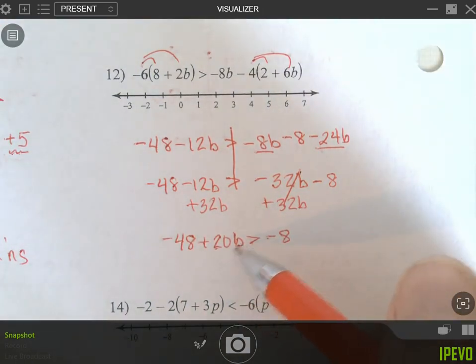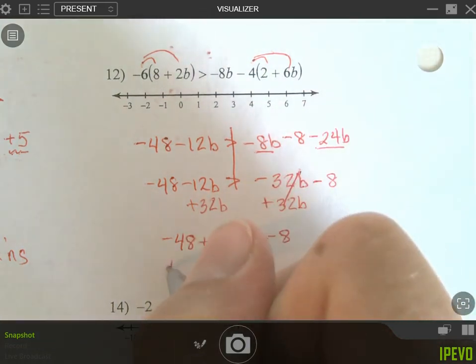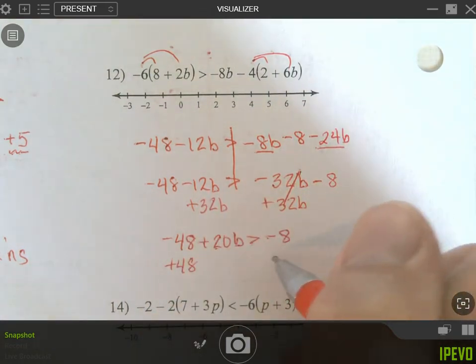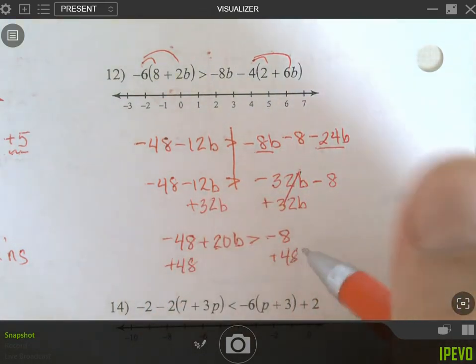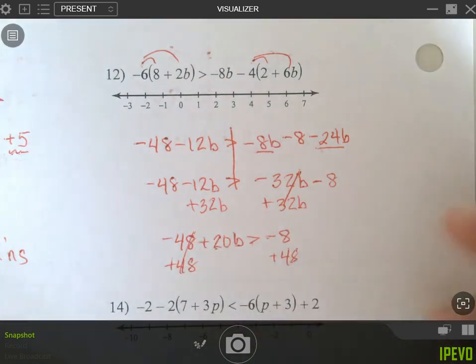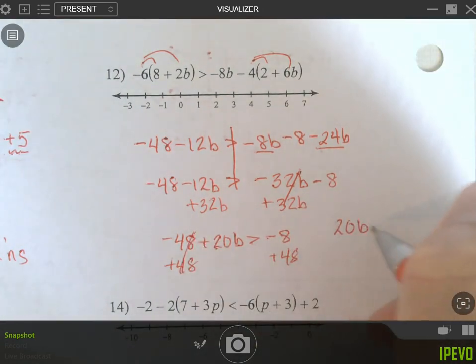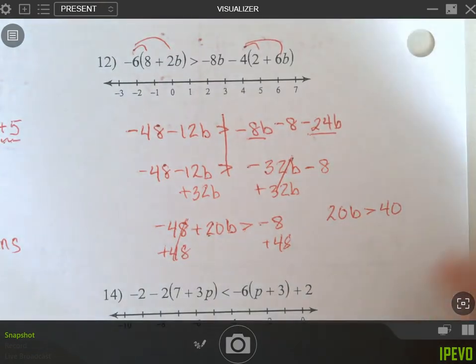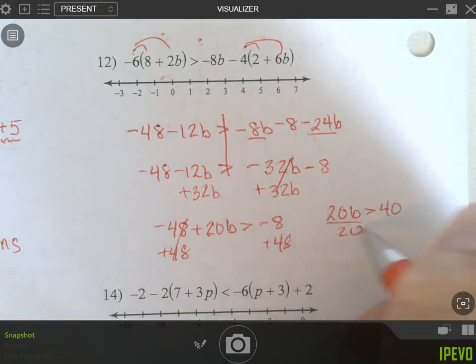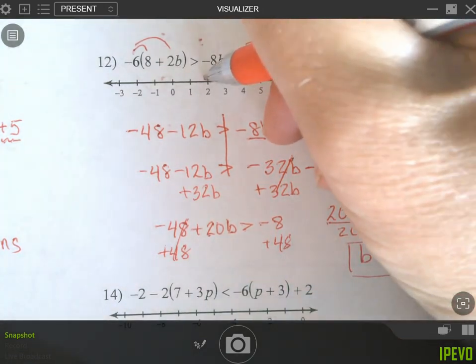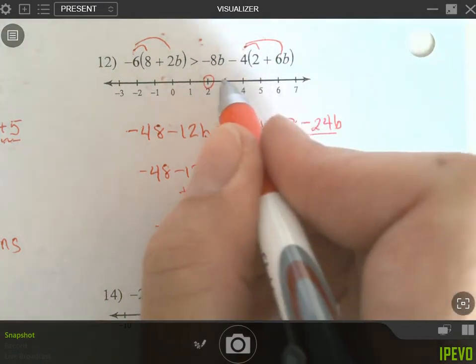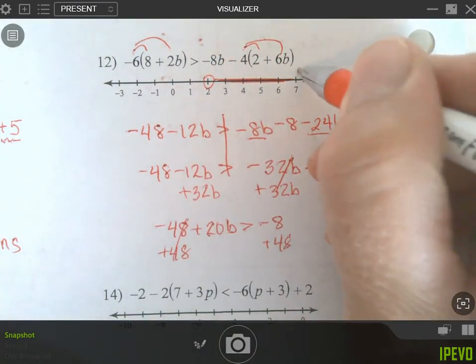I'm trying to get b by itself, so I'm going to add 48. So make sure you're changing the sign when you cross the line. It should amount to 0. They should be opposite signs. I've got 20b is greater than 40, and my last step would be division. So that is where we were getting b is greater than 2. All right, that's going to be an open circle, and greater than 2 is going to shade everything to the right.